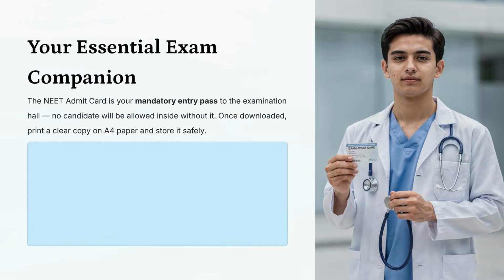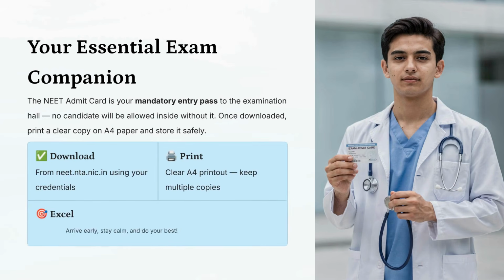Remember, your NEET admit card is your entry to the exam hall. Download it from the official website, take a clear printout and keep multiple copies ready. Reach your exam center early, stay calm and give your best shot.